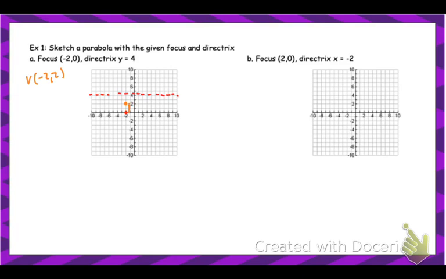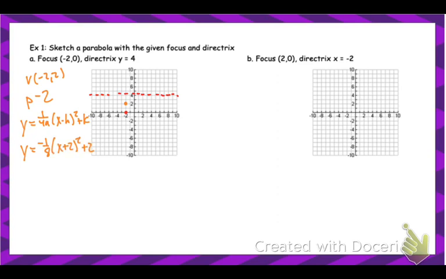I can now see that the p-value, since it's opening down, is going to be negative, and that distance is 2. From the p-value, I can go ahead and write the equation. We're using the equation y equals 1 over 4p times (x minus h) squared plus k. So y equals -1/8 (x plus 2) squared plus 2.